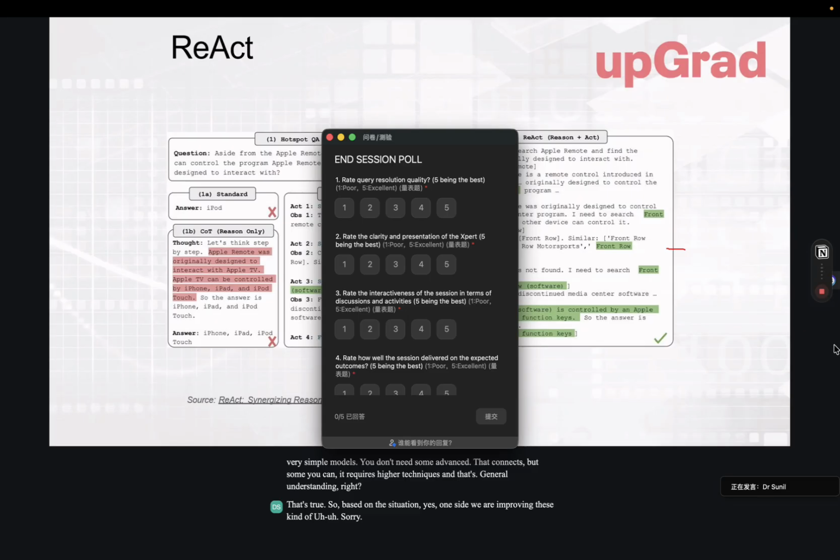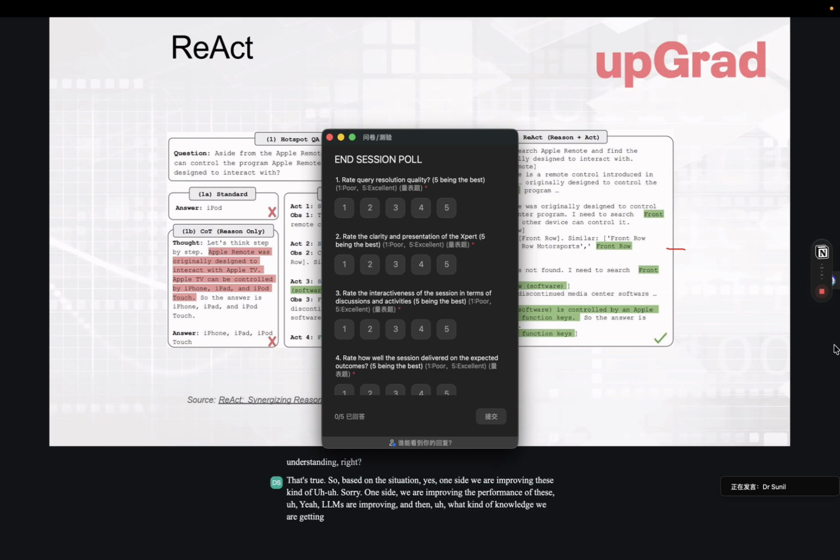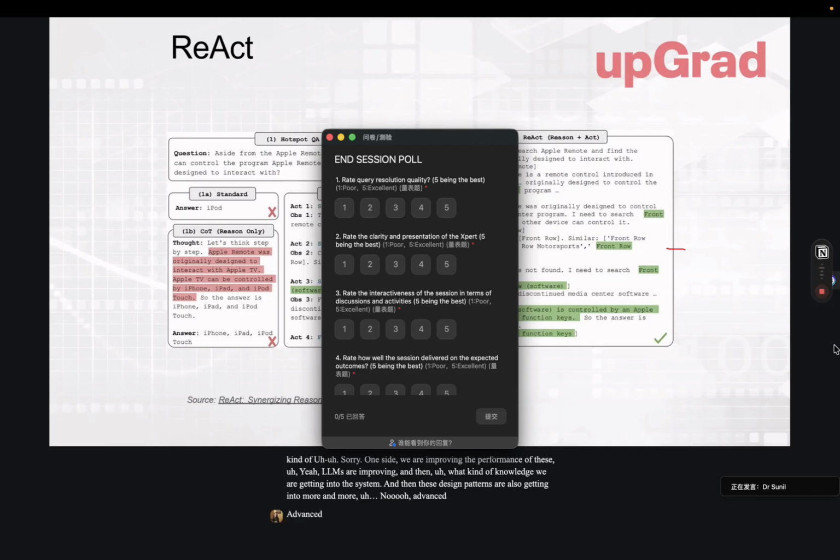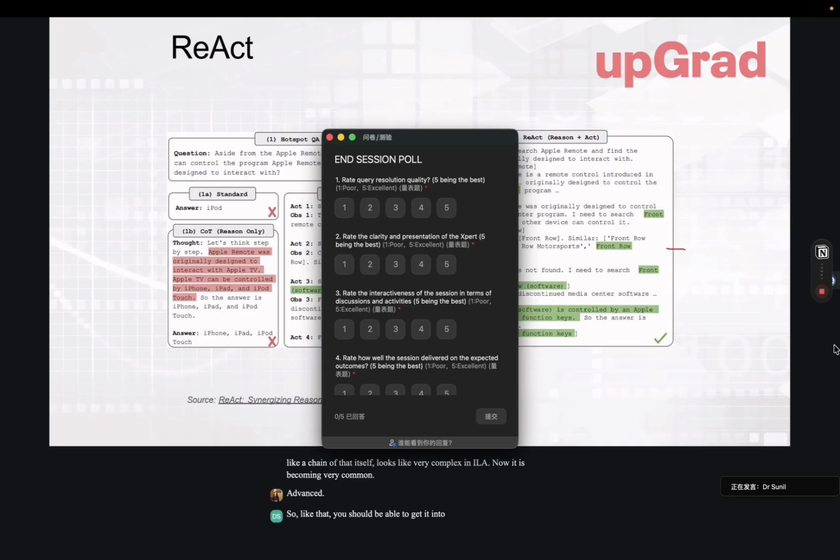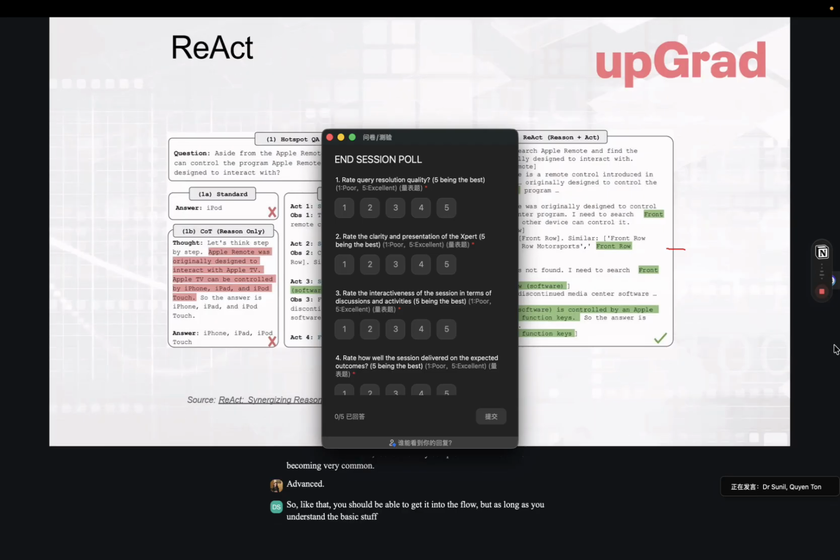One side, the performance of these LLMs is improving, and then what kind of knowledge we are getting into the system, and then these design patterns are also getting more and more advanced as well, right? Some of them, like chain of thought itself, looked very complex earlier. Now it is becoming very common. So you should be able to get it into the flow. But as long as you understand the basic stuff, it should be good for you to follow.